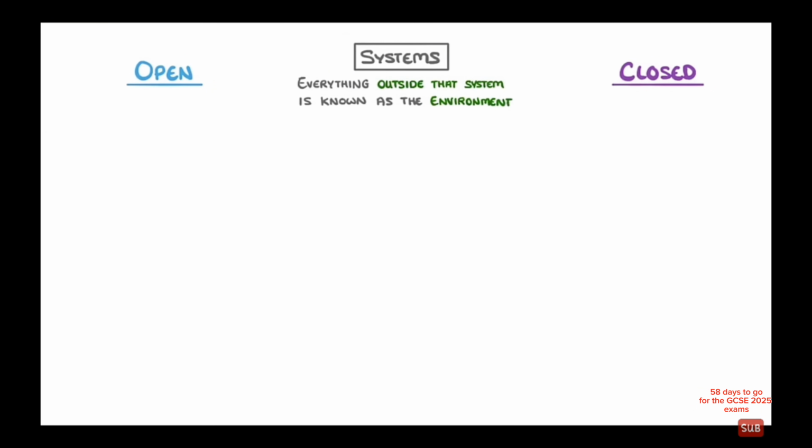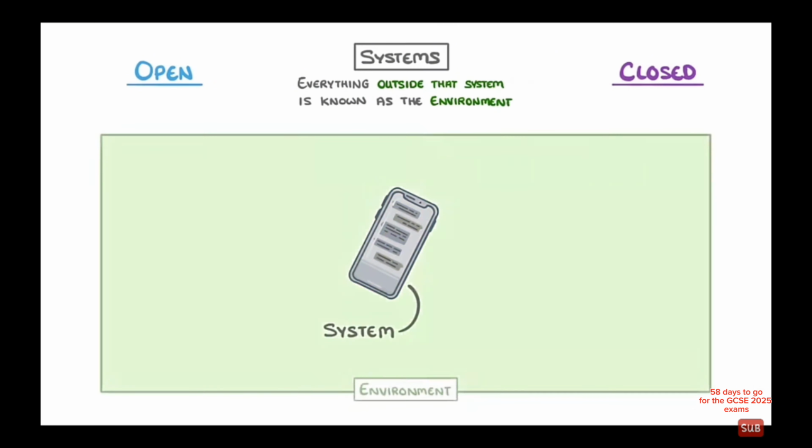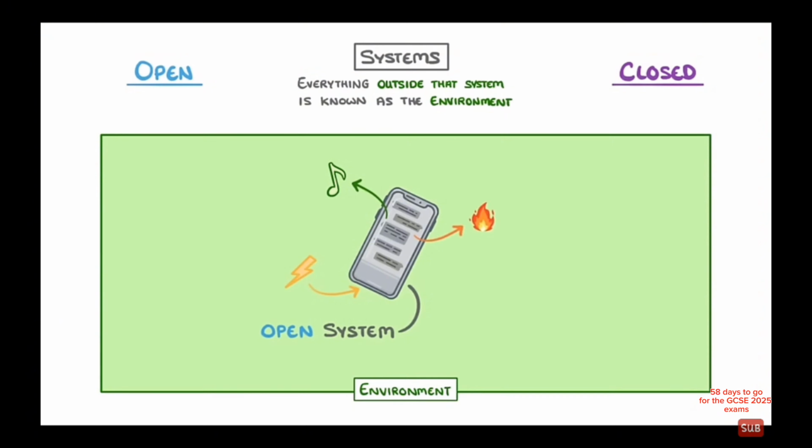The next thing we need to look at is the idea of open and closed systems. Now, in physics, a system is a bit of a weird term, but it's basically just a portion of the physical universe that you've chosen to analyze. And everything outside that system is known as the environment. So in our phone example, the phone could be considered the system, and everything else in the universe would be the environment. In this case, we would say that the phone is an open system, because energy and matter can freely move between the phone and the environment. For example, if your phone gets hot, it gives out heat energy to the surroundings, such as your skin.